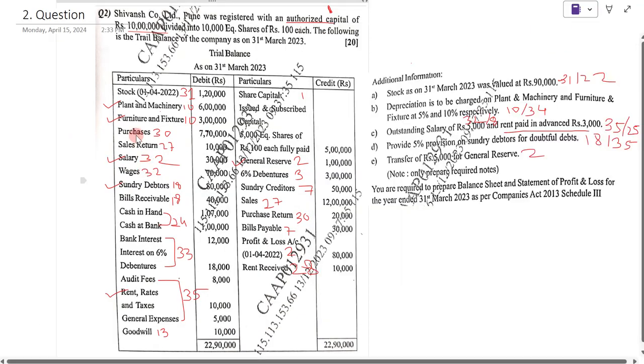Next, after depreciation, purchase. Purchase is 7,70,000. For this purchase, the note is 30. From this purchase, we have to less the purchase return also. Purchase return is 20,000.